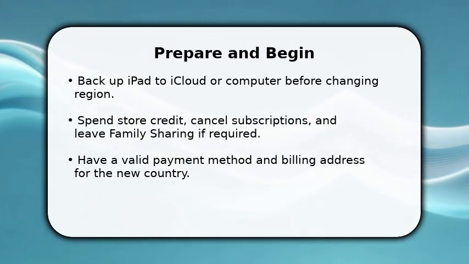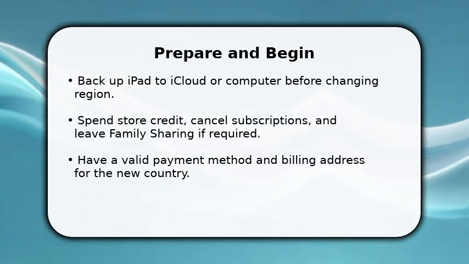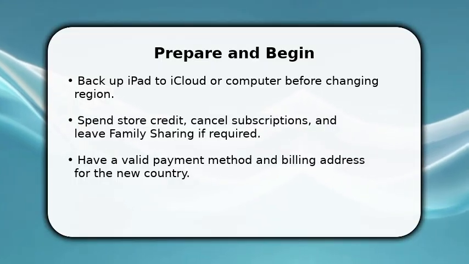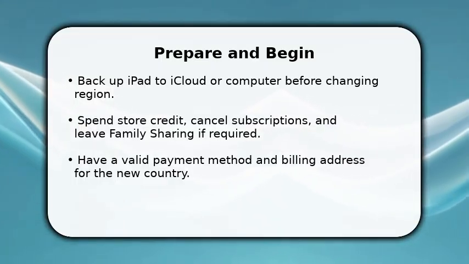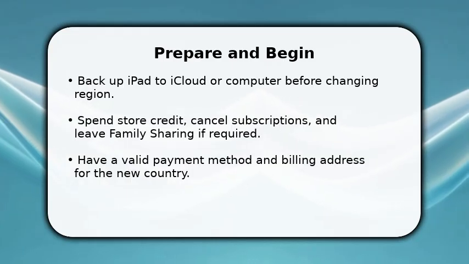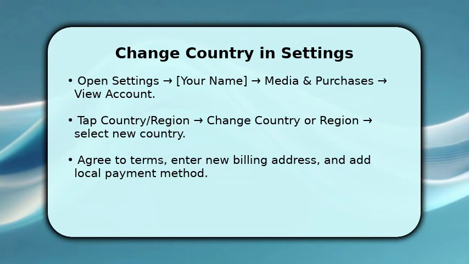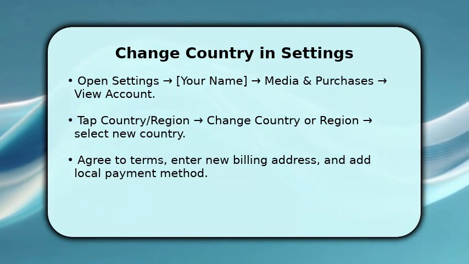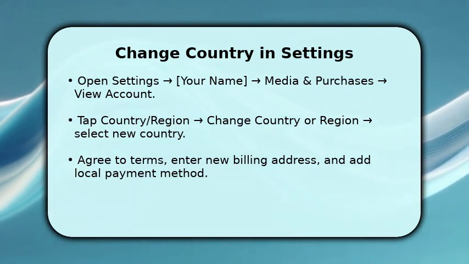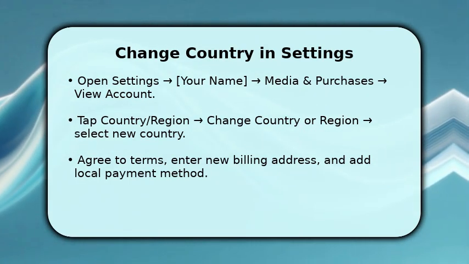Once done, confirm you have a valid payment method and a billing address for the new region. Without those details, the system will reject the update and force you to add them before continuing. You navigate directly. Open Settings, tap your name, then Media and Purchases and View Account. This is where the country/region option lives.